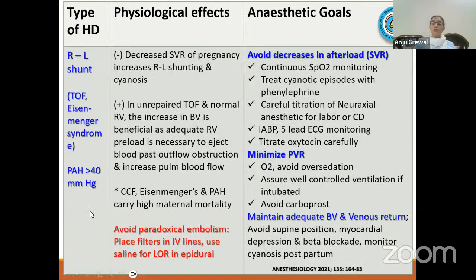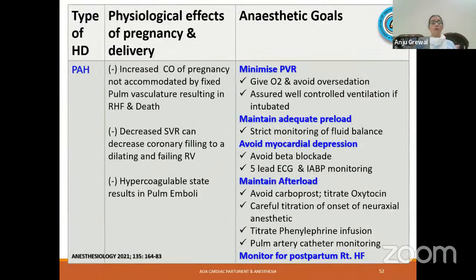And very important is to avoid a paradoxical embolism. So all your IV lines should have filters. You should ensure that not even a microembolus occurs, from the exteriorization of the uterus to the use of air for loss of resistance in epidural space confirmation. It should not occur in these mothers at all, right?